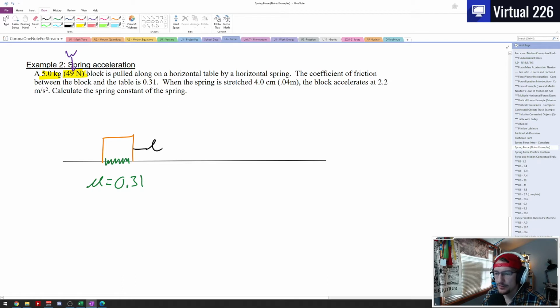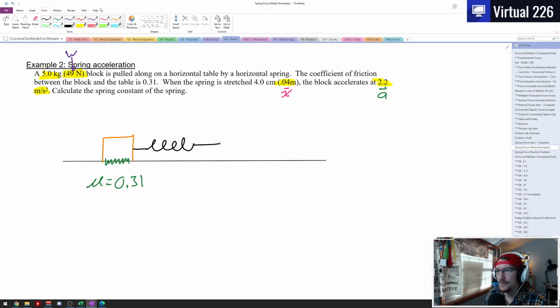So it's being pulled along by a spring here. And we know when the spring is stretched 4 centimeters, which is 0.04 meters. So that's going to be important because that value right there is like a displacement. That's our x value. The block accelerates at 2.2 meters per second squared. So this here is our acceleration.